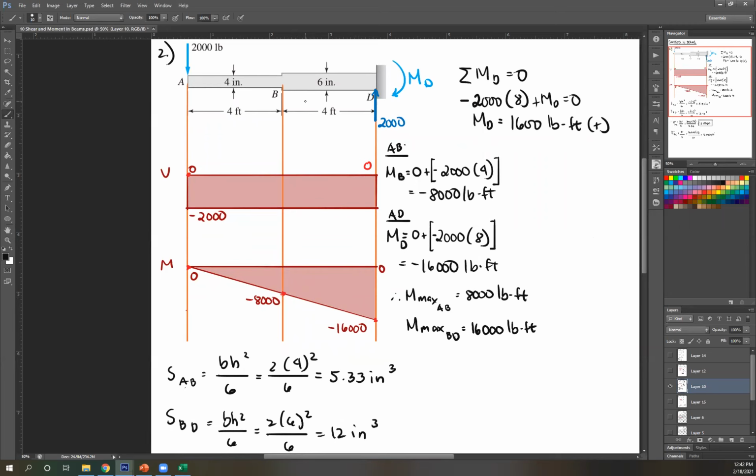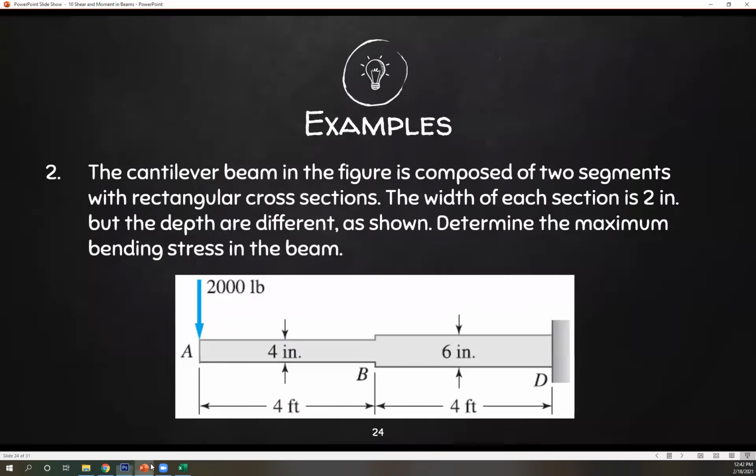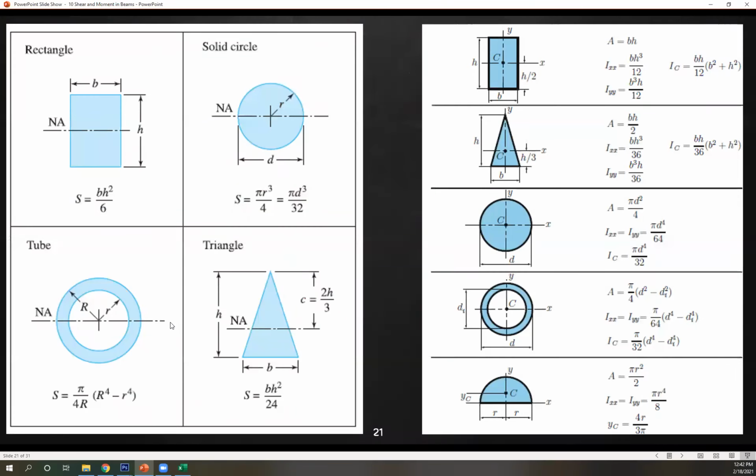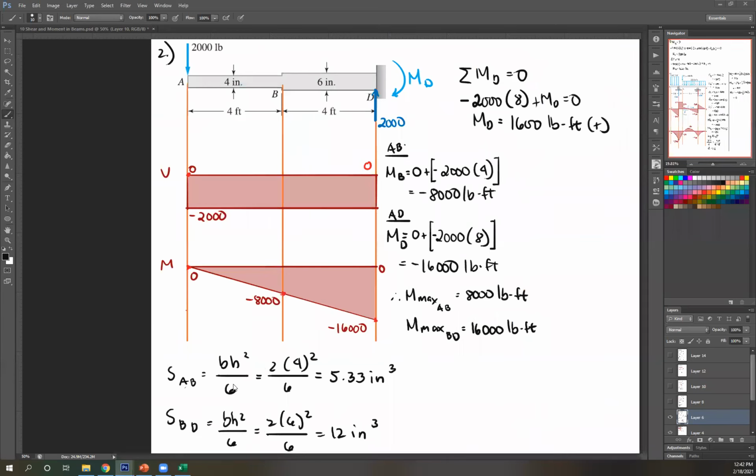Or another way to solve is to get the section modulus. So the equation for section modulus for a rectangle is BH squared over 6. Again, you can use MC over I. Let's try doing M over S. So BH squared over 6, let's start with AB.